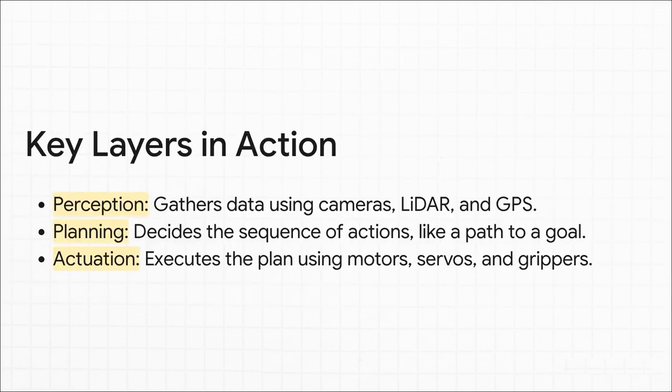So let's make this real. Imagine a robot needs to pick up a cup. Its perception layer, the camera, sees the cup's location. Its planning software then charts a path for the arm to follow. Finally, the actuation layer, the motors, executes that move, all guided by those PID control loops to make sure it's smooth and accurate. It's that beautiful interplay between seeing, planning, and doing.